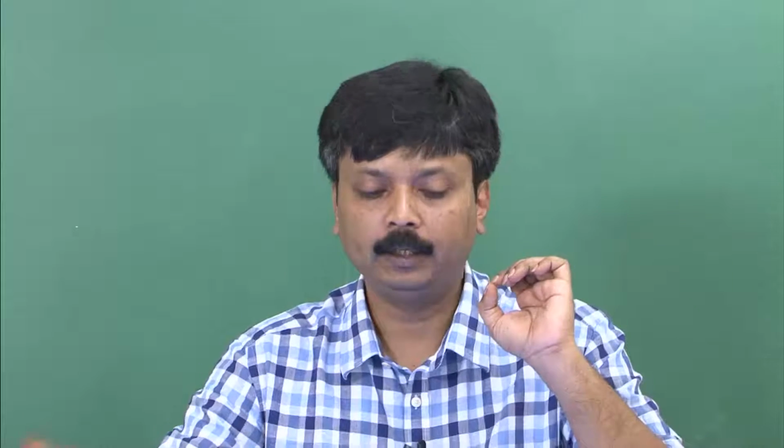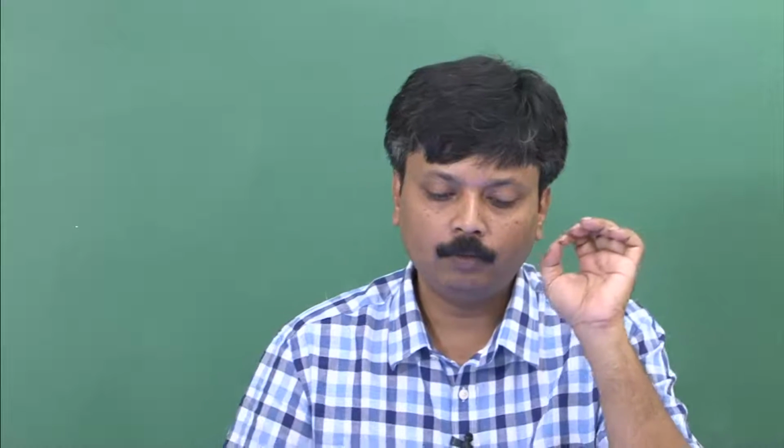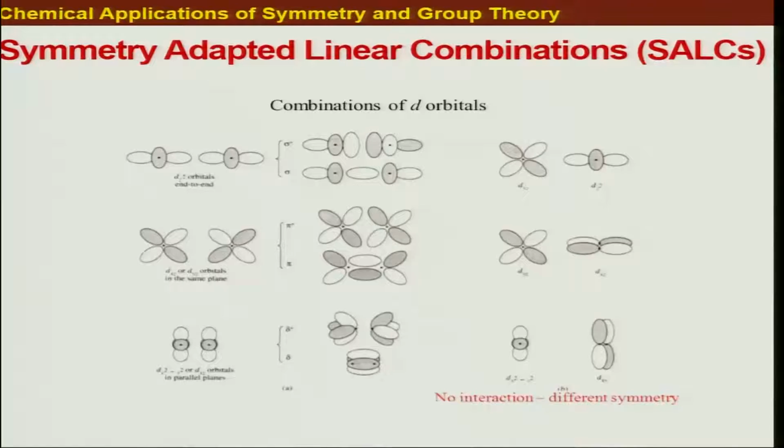So what does that mean? Let's have a look at it. For various metal complexes, the d orbitals come into play. It's not that two atoms having any two d orbitals can combine. There are certain symmetry restrictions.